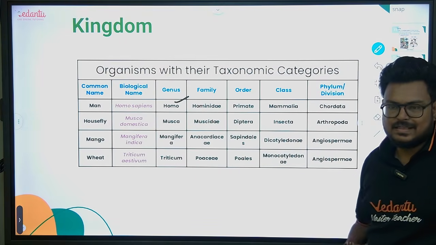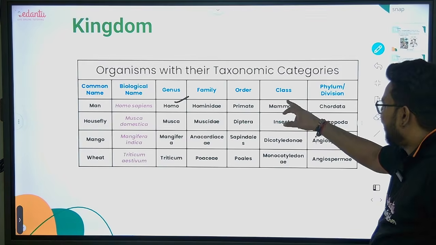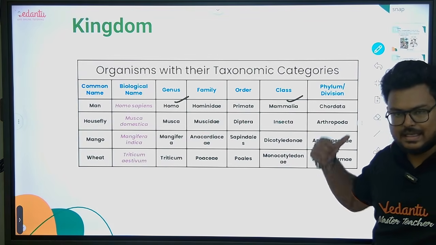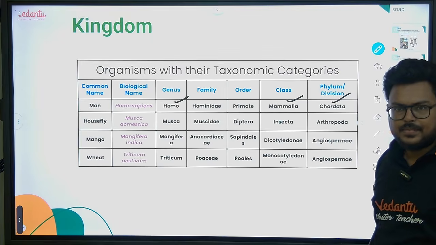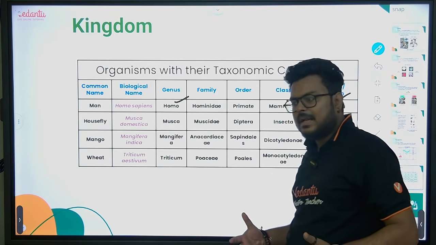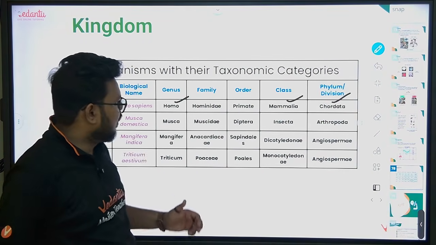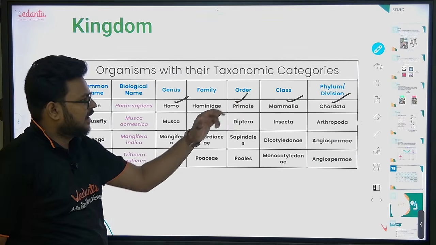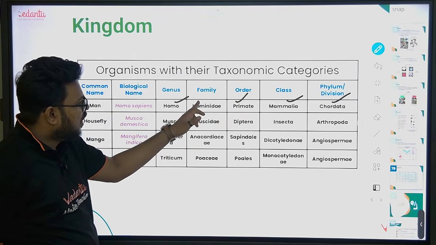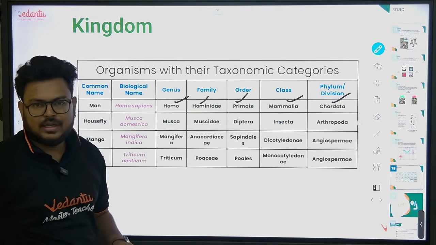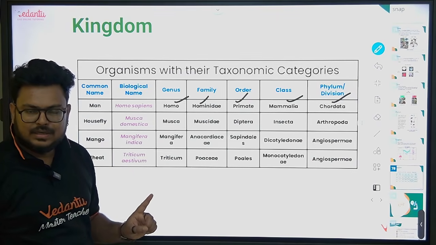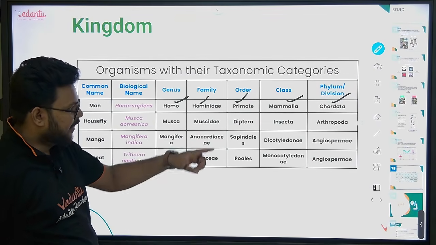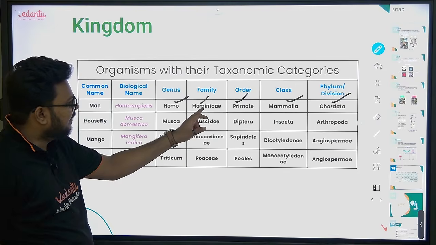Homo sapiens, obviously mammals. So class will be what? Mammalia. And mammals, human beings, they have spinal cord or notochord. So they will be what? Chordata. And primates, okay, ape-like organisms. So order Primata. And family is Hominidae. So what do we have to learn in case of humans? Only family. Phylum we know, class we know, okay, kingdom we know, everything we know. Only family we have to learn.